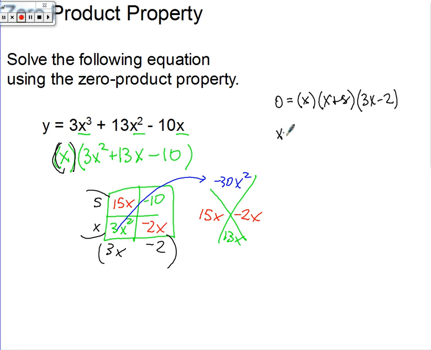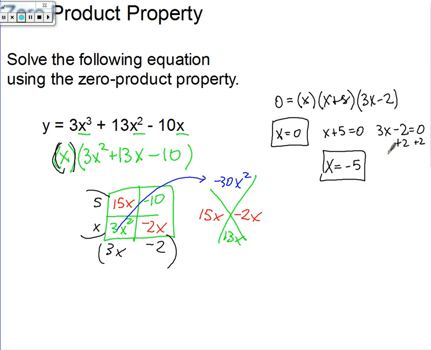Let each of them equal 0. So x equals 0, x plus 5 equals 0, and 3x minus 2 equals 0. And then solve. Well, x equals 0 is already solved. x plus 5 equals 0, x will be negative 5. And if I add 2, divide by 3, I'll get x equal to 2/3. And these represent my x-intercepts. Okay, so there would be 3 of them there.